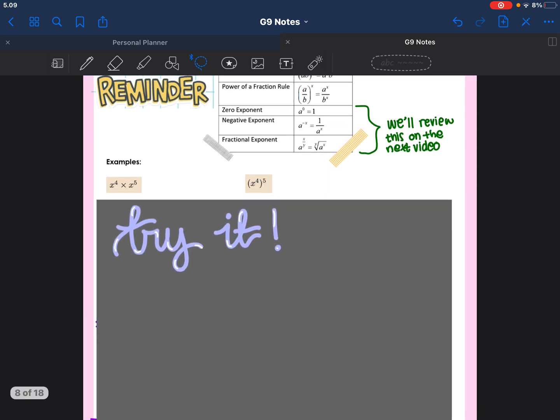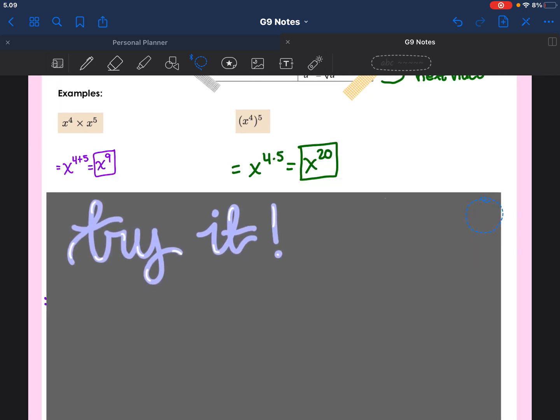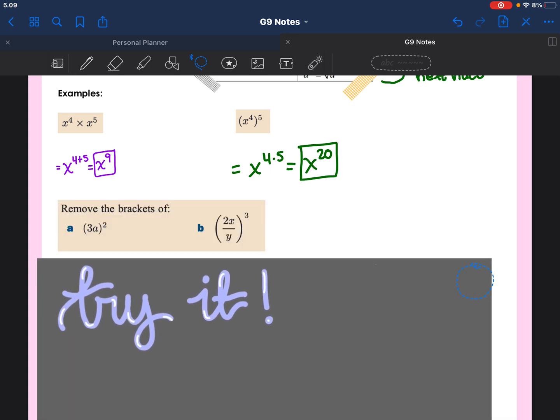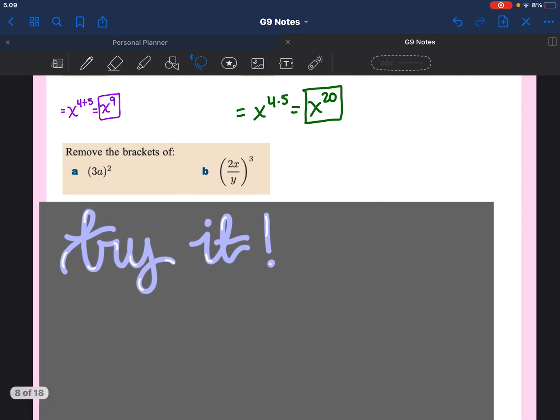Alright, this is your turn now. Try it out. And you should get x to the power of 9 and x to the power of 20. You add the exponents up when it's the same base and multiplying. Power to a power, you multiply the powers. Alright, how to remove the brackets of these, aka how to simplify it. Go ahead.